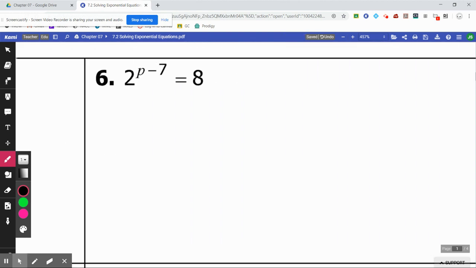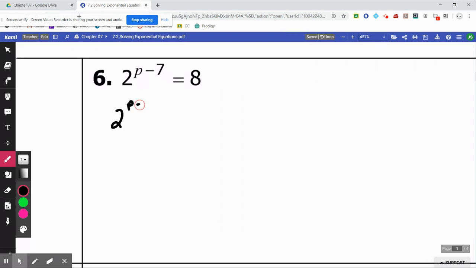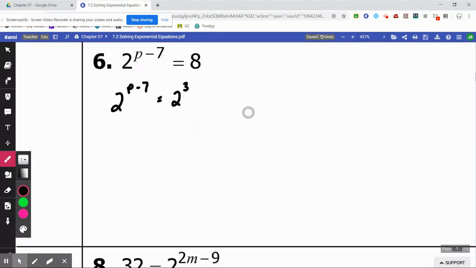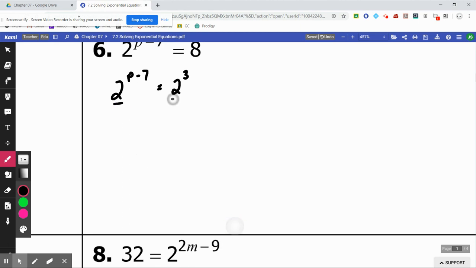Number 6. Same thing, 2 to the p minus 7. Well, on the right side, you have 8. That is 2 times 2 times 2. That's 2 to the 3rd power. Now that your bases are the same, you can say p minus 7 has to be 3. Add 7 gives you p must be 10.